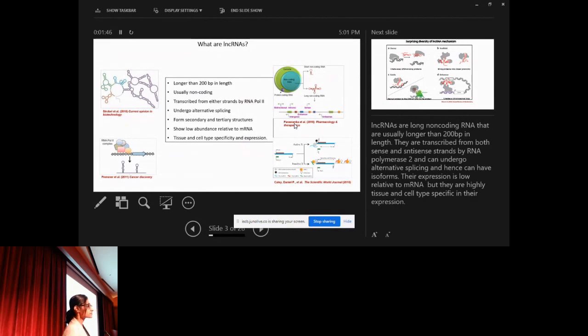But what makes them different from a regular mRNA is that their abundance or their relative expression is relatively low as compared to the regular mRNA. And they're highly tissue and cell specific. And that can help you to understand why I'm using the single cell aspect in this regard.